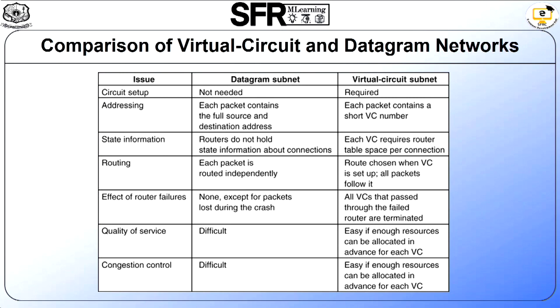Congestion control issue. In a datagram subnet it is very difficult. In a virtual circuit subnet it is very easy if enough resources can be allocated in advance for each virtual circuit.